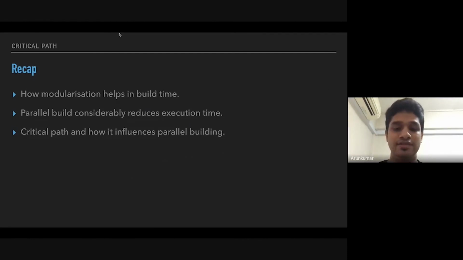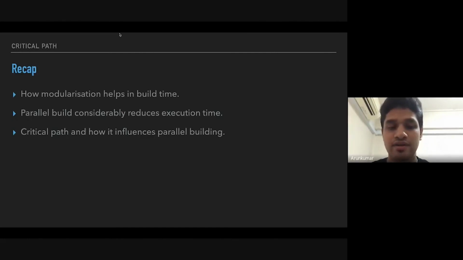With that said, let's recap a bit. I agree it was a lot of theory, but I want to give a clear picture of how the critical path influences your build time. So when you're actually doing the refactor, you have these indicators on what might be blocking your build. So far, I've made a case that modularization helps in build time, and it does so by parallelizing your build. And when your build is parallelized heavily, multi-core execution time is going to be a lot better, and you will definitely see improvements there.